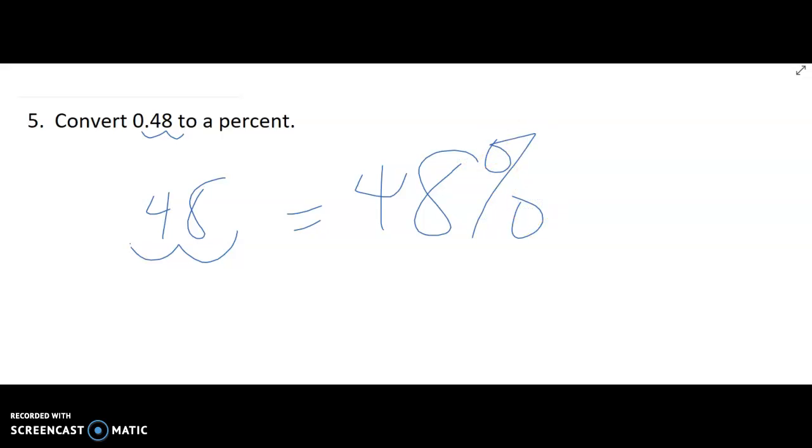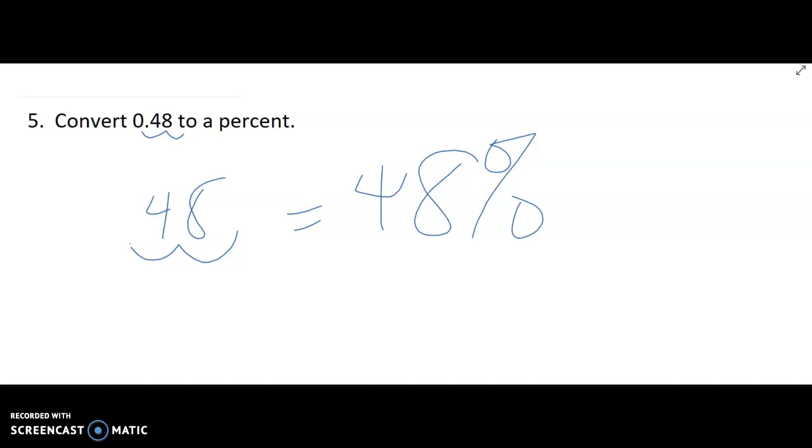And if you think about this logically, right, 48% is pretty close to 50. 50% is kind of like half. Right, well, 50% is half. So this is really close to 1/2. 1/2 as a decimal is 0.5, right? You can see how all of these things kind of go together.